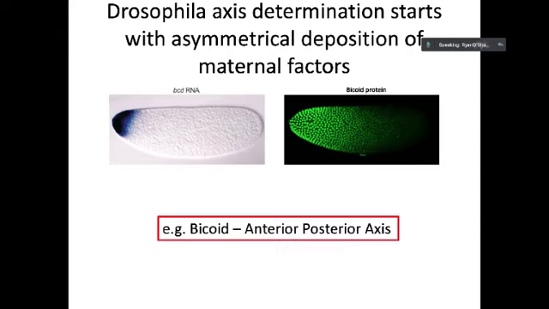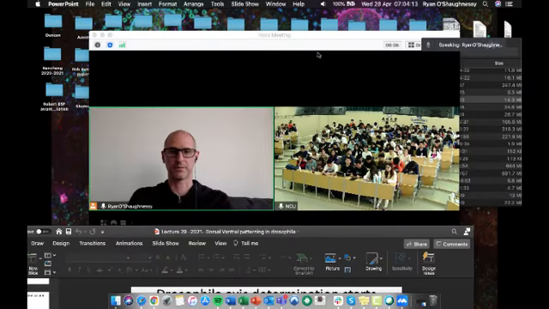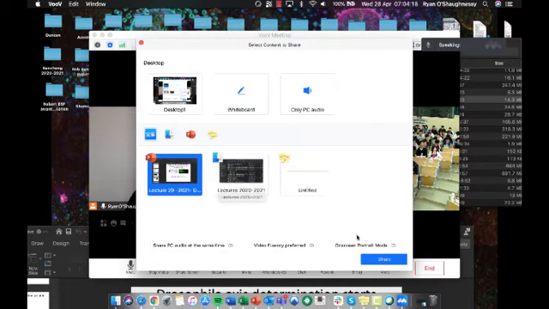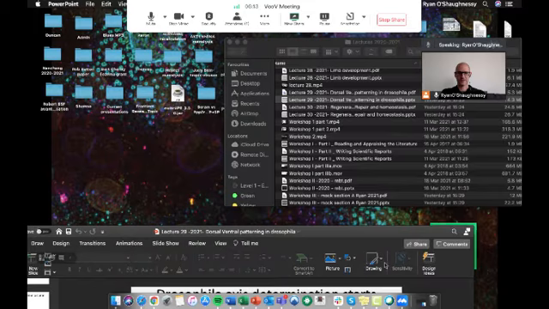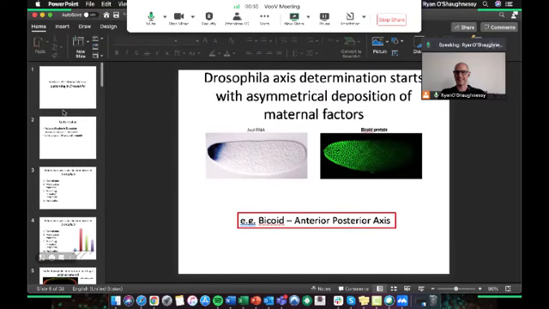And Drosophila axis determination starts with this symmetrical deposition of maternal factors. So we've seen this image before. We've seen the bicoid. Oh no! Sorry. Did I share the screen? I didn't share the screen, did I? So sorry about that. Let's try this again.